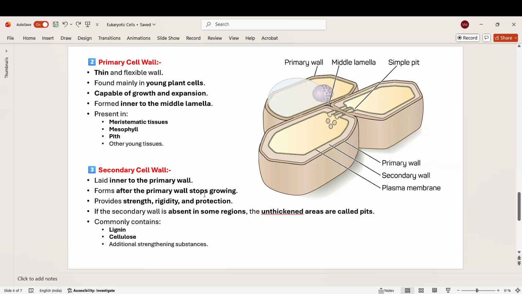Next is the secondary cell wall. Once the primary wall stops growing, the cell begins forming the secondary cell wall, which is thicker, stronger, and provides rigidity and mechanical support. This secondary wall is deposited inner to the primary wall and is rich in lignin, making it very strong. If the secondary wall is missing in some regions, those unthickened areas are known as pits. See this, this is called pits. These pits help in the movement of water between cells, especially in xylem.